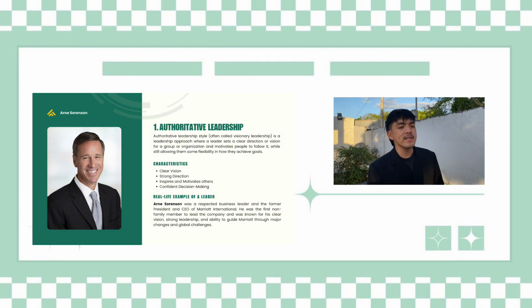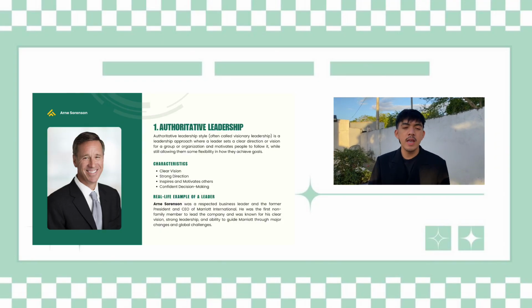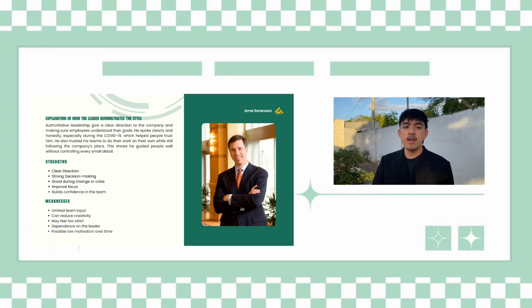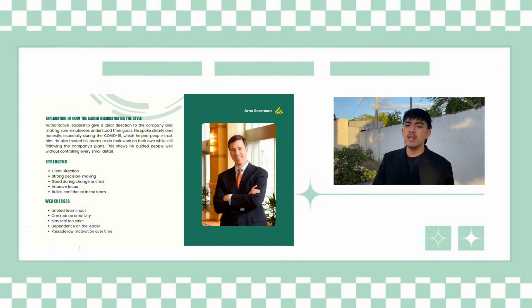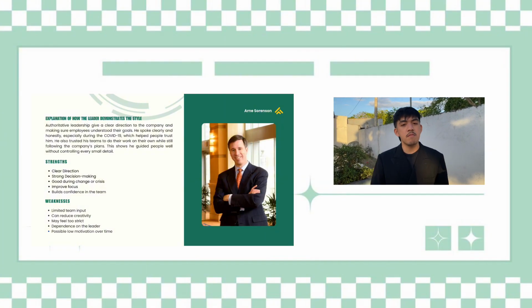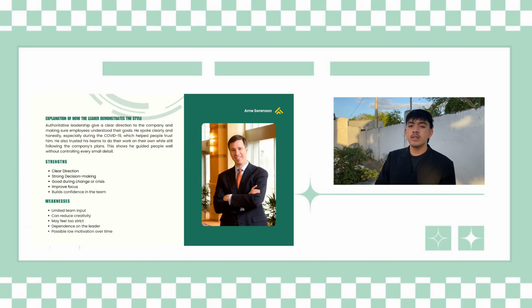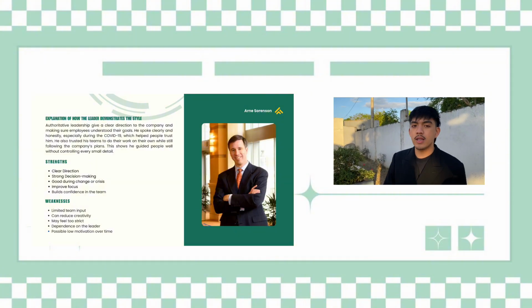An example is Arnie Sorenson, a respected business leader and the former president and CEO of Marriott International. He was the first non-family member who led this company. This is how Arnie Sorenson demonstrated this leadership. He used authoritative leadership during the COVID-19 pandemic by giving clear and honest updates about the situation at Marriott International. He also gave strong direction on how the company should move forward while showing care and support for the workers during the pandemic.